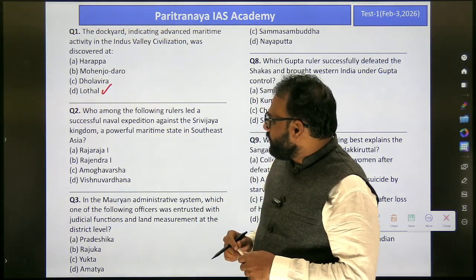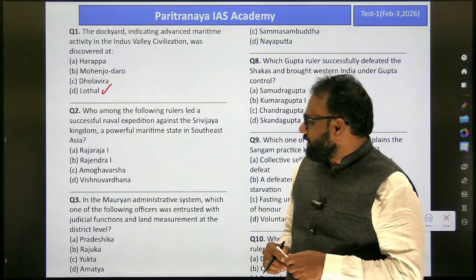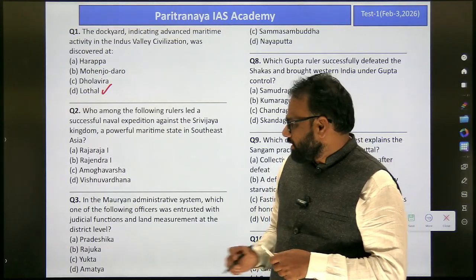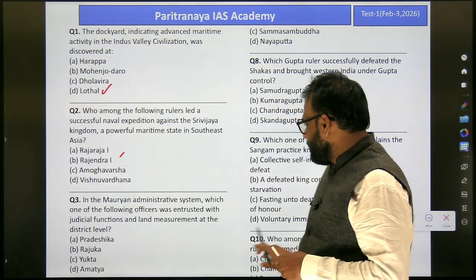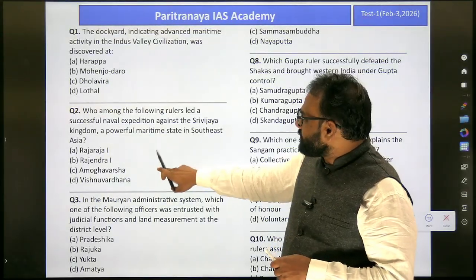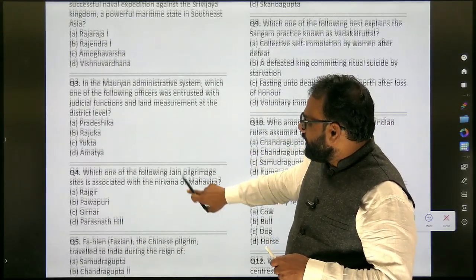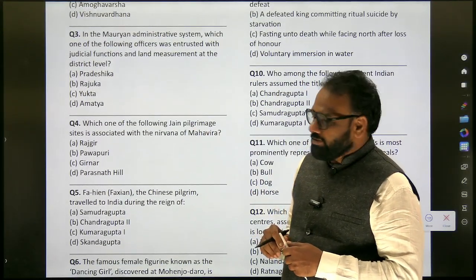Next, second one. Who among the following rulers had a successful naval expedition against Sri Vijaya? Rajendra 1, right? So already, this is the previous year question. How about this dockyard? It has also appeared in one of the years. Okay. Next.